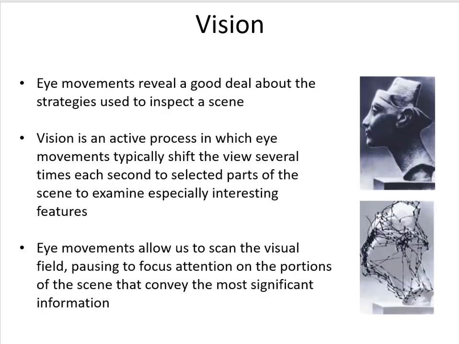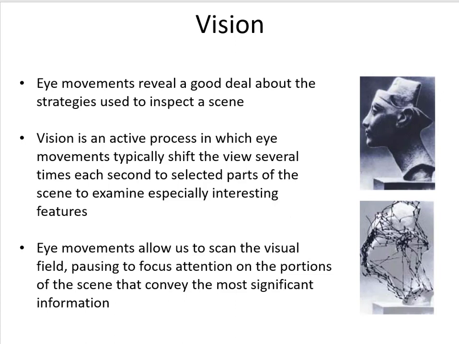And there are different ways that we can test the role of vision in motor control. One way to do this is by examining our eye movements, because our eye movements reveal a great deal about the strategies used to inspect a scene. And indeed, vision is this first idea of attention to something. So our eyes precede our hand movements, right? Because we have to understand where the object is before we can reach for it. Vision is not a passive process. It's an active process in which eye movements shift in that scene several times each second, and it shifts to parts of the scene that we find to be especially interesting. Okay?